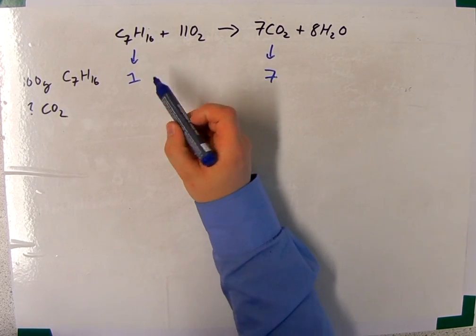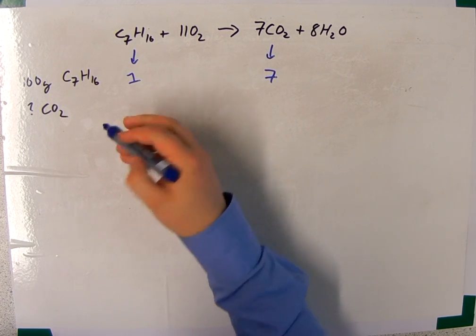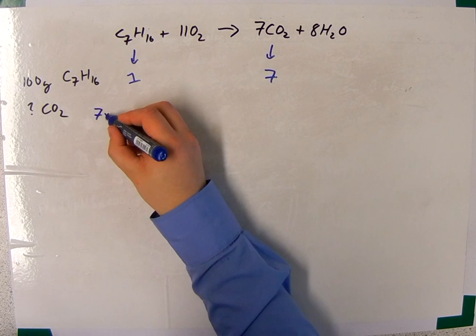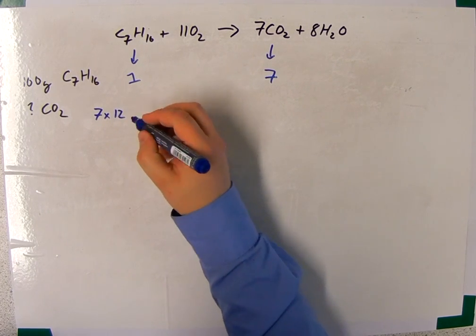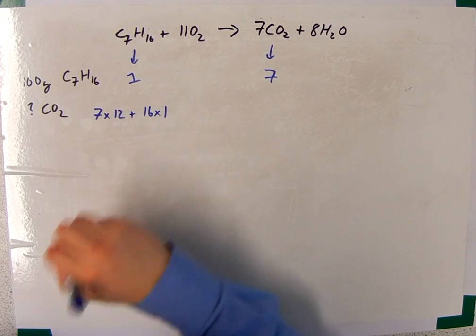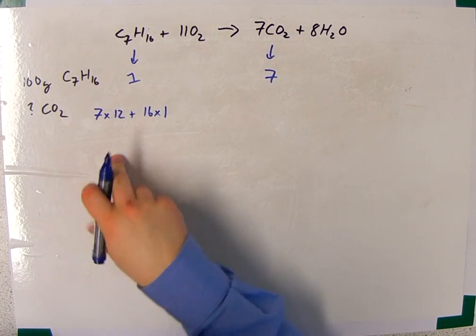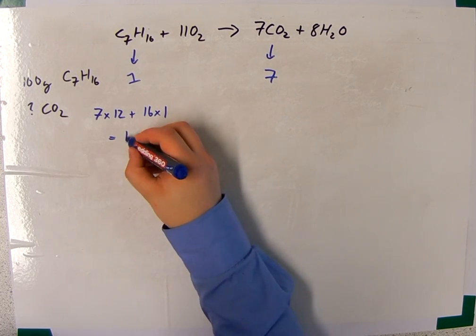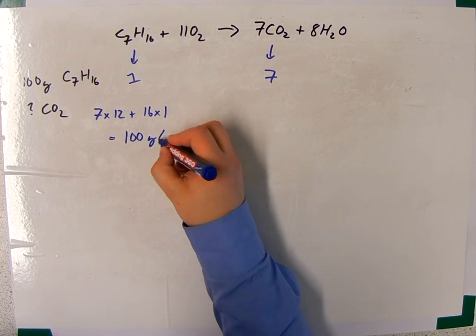Now let's have a look. Heptane has got 7 carbons, which are 12, plus 16 hydrogens, which are 1. That gives us, handily enough, 100 grams per mole.